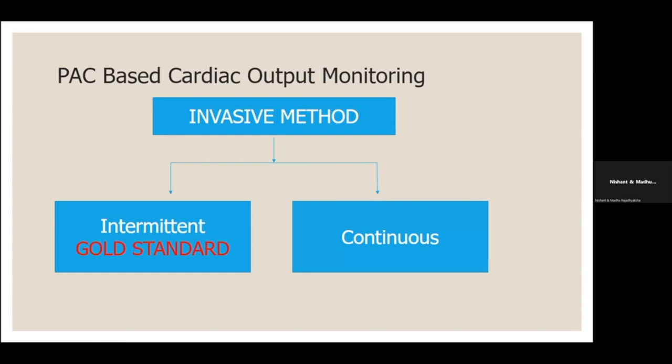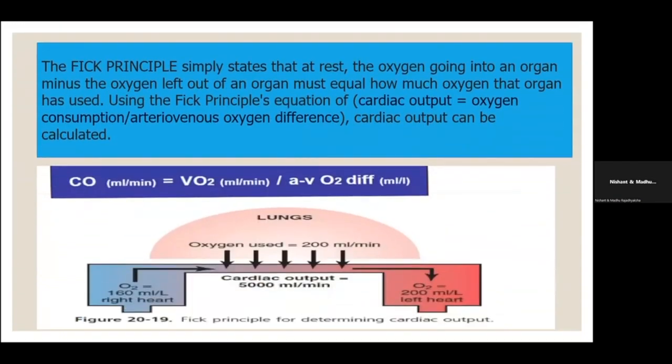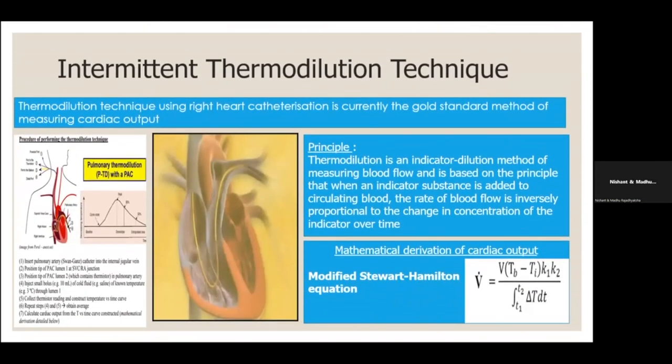Today, in interest of time, we will try to quickly go through these techniques one by one. Using the pulmonary artery catheter, as described by the previous speaker, measurement of cardiac output is either continuous or intermittent, which is gold standard. We will see these important principles of cardiac output measurement in relation to the pulmonary artery catheter one by one. Fick principle: if we have to measure the oxygen consumed by an organ, it is simply oxygen entering the organ minus oxygen coming out of the organ. Using this principle, Fick calculated cardiac output as oxygen consumption divided by arterial and venous oxygen difference.